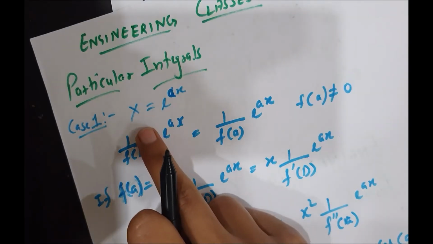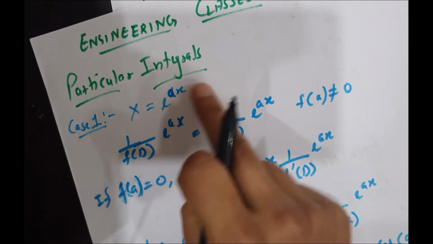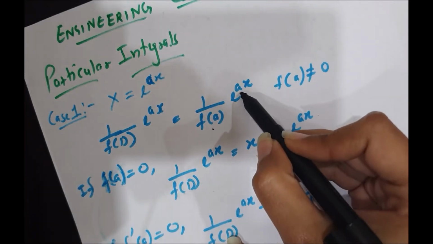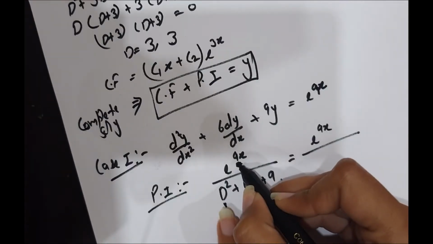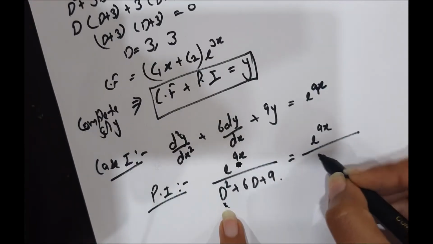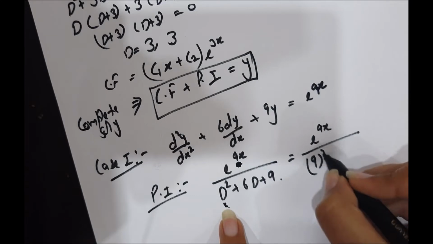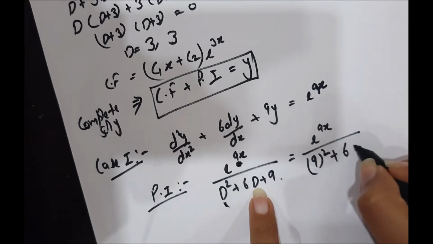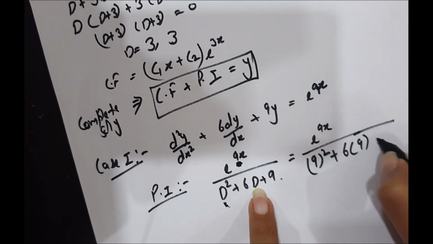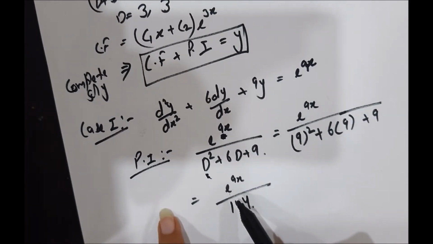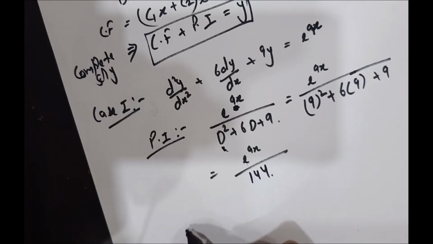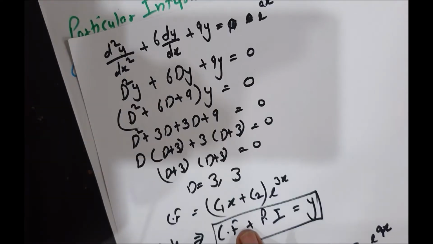So in case 1, if the right hand side part is exponential ax, then we have to put this a value in the function. So here this is 9, we have to put this value here. In place of d, it will be 9 square plus 6 times 9 plus 9. It will be 144. So we got the particular integral value e raised to 9x upon 144. So its complete solution would be the complementary function plus this one.